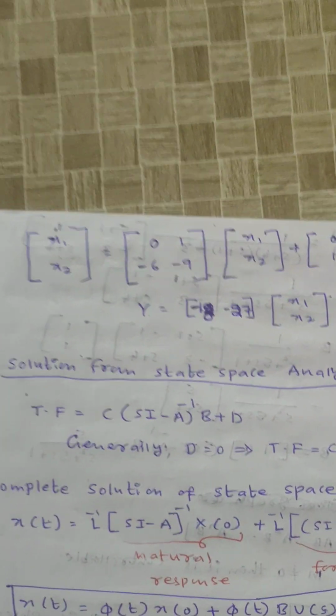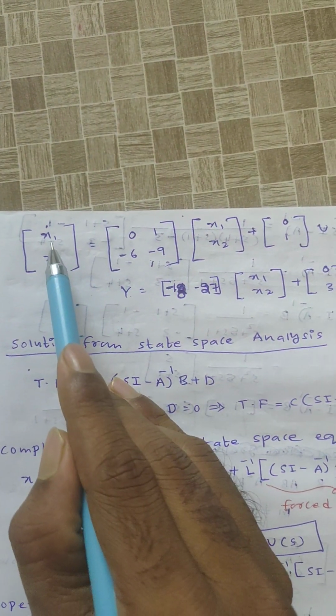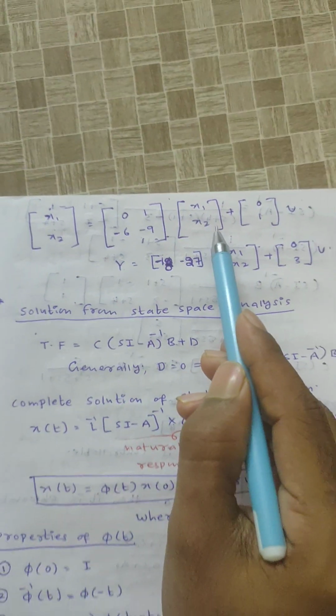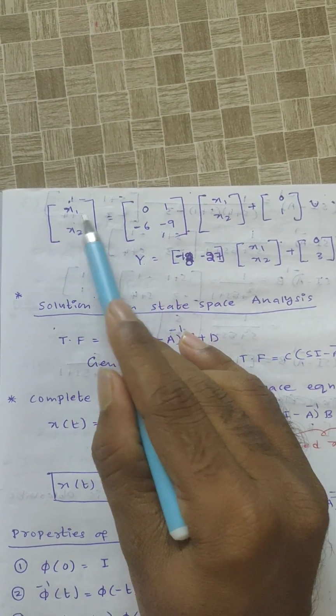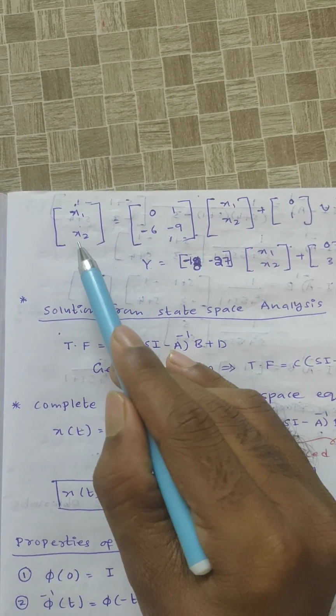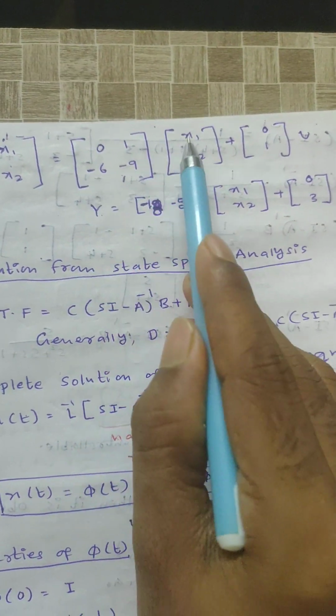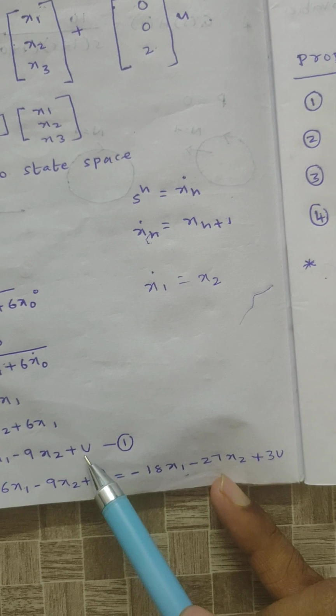Then the equation will be x1 dot is equal to x2. That is 0 into x1, this value is 0. Next, 1 into x2. That means the x1 row is over. Similarly, for x2 dot is equal to minus 6x1 minus 9x2, next plus u.